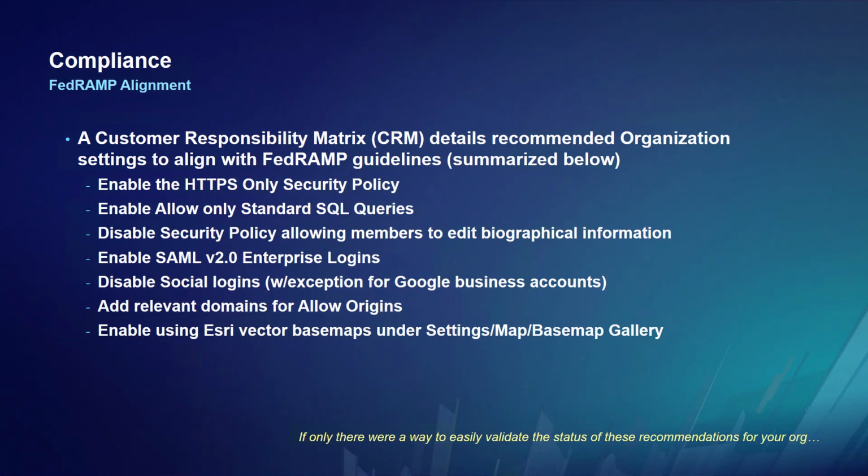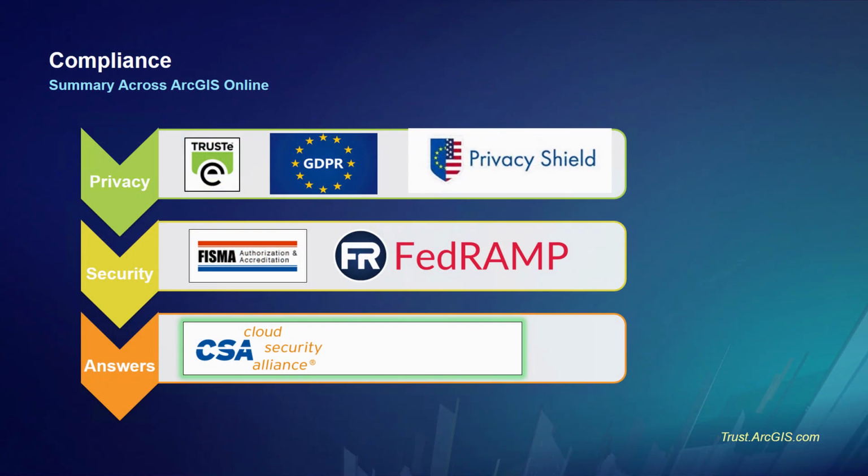As far as aligning with FedRAMP requirements, we do have guidance on how you should think about configuring the security aspects your organization is responsible for. It's called a customer responsibility matrix. Some of those items: use HTTPS only, enable only SQL standard queries, disable the security policy allowing members to edit biographical information, enable SAML enterprise logins, disable social logins, add relevant domains for allow origins, and enable using Esri vector base maps under the gallery area in the product.